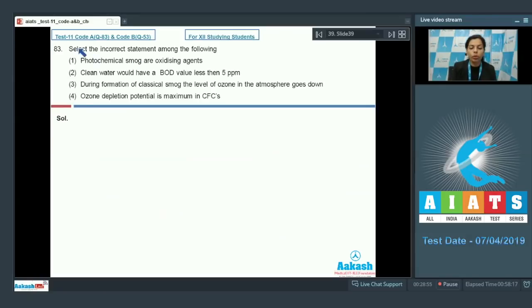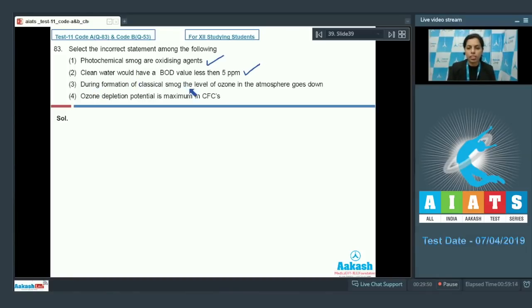After that, here is the turn for question number 83. Select the incorrect statement among the following. Photochemical smog are oxidizing agents. It means photochemical smog acts as an oxidizing agent because it contains oxidizing substances like peroxyacetyl nitrate, oxides of nitrogen, ozone, etc. That is why photochemical smog is also called oxidizing smog, and this statement is correct. Further, clean water would have a BOD value less than 5 ppm. This is also correct. Biochemical oxygen demand of pure water should be less than 5 parts per million. That's why it's correct.